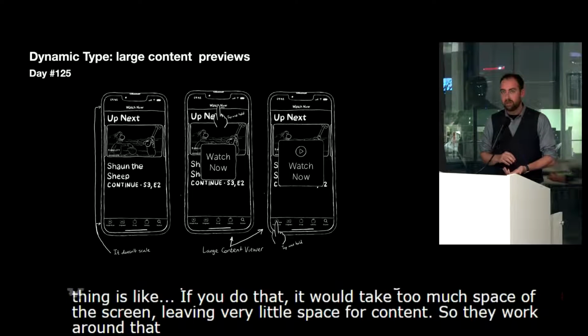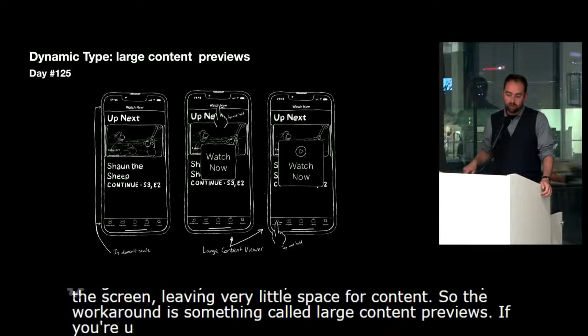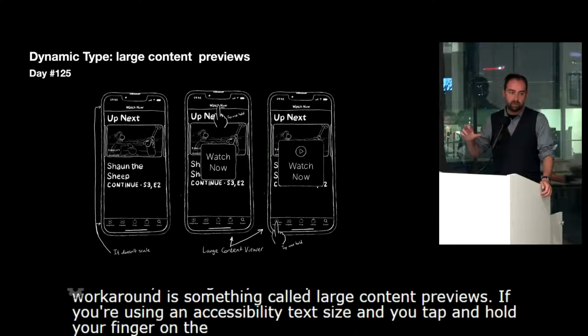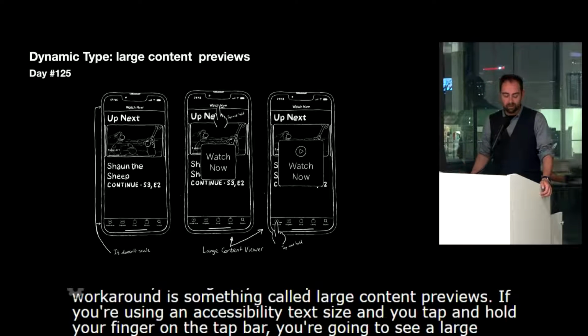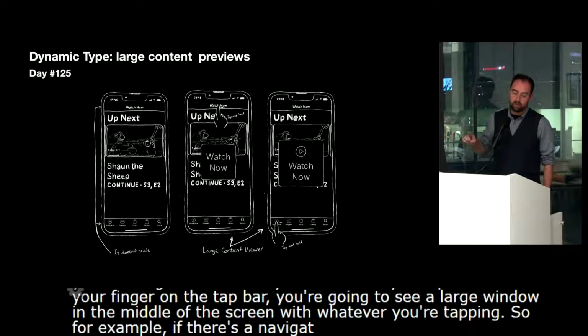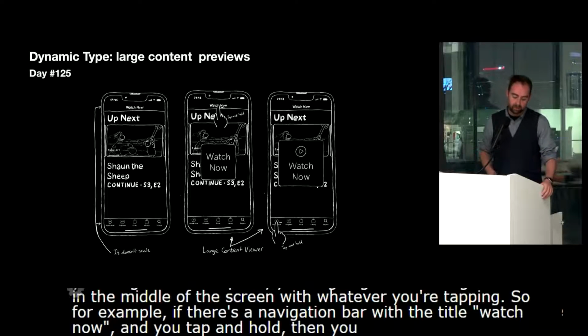If you're using an accessibility text size, and you tap and hold your finger on the navigation bar or the tab bar, you're going to see a large preview in the middle of the screen with whatever you are tapping. So for example, if there's a navigation bar with the title Watch Now, and you tap and hold, then you see the text Watch Now very big in the middle of the screen.